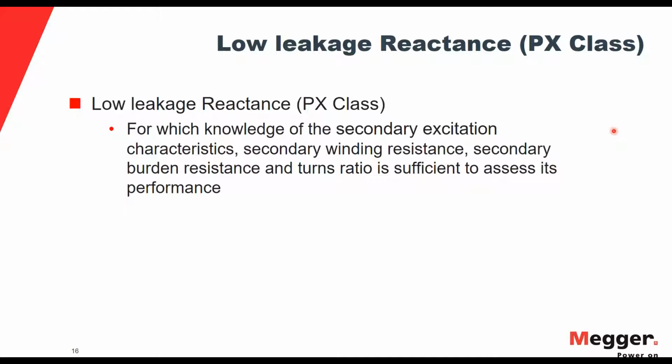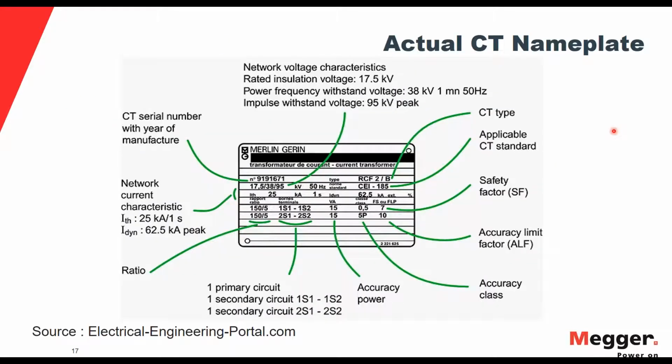So what does a nameplate based on IEC specification look like? It's something like this. This is an example of a nameplate. This nameplate does have two cores. First core here, it's this line, it's 150 to 5 ampere, the ratio. And then you have the terminals for it, 1S1 to 1S2. This is the first core, we call it.